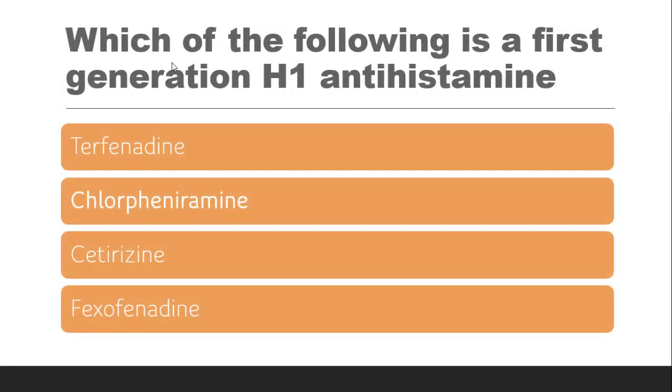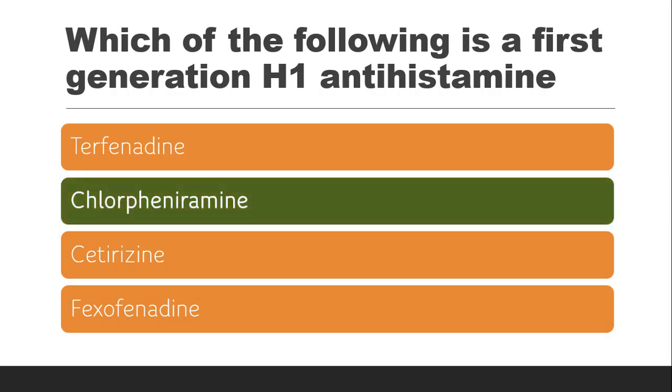Next question is, which of the following is a first generation H1 antihistamine? First generation H1 antihistamines are like chlorpheniramine from the propylamines, and diphenhydramine from the ethanolamines. Two antihistamines. So the correct answer is chlorpheniramine.